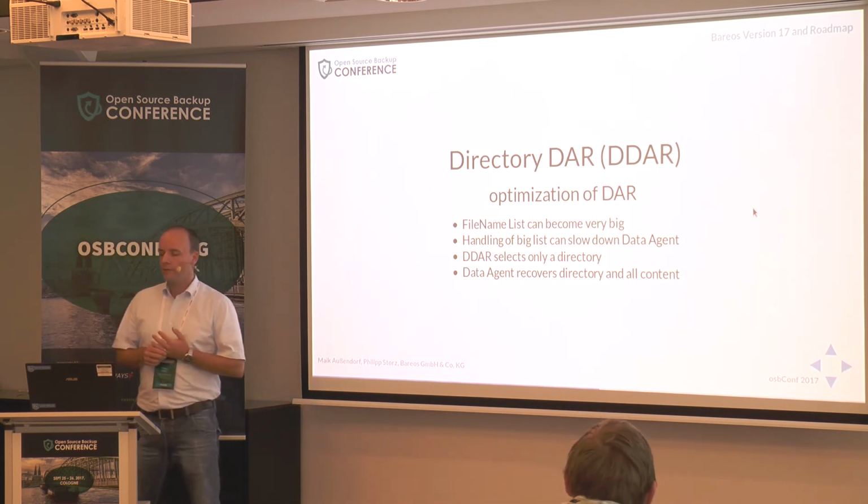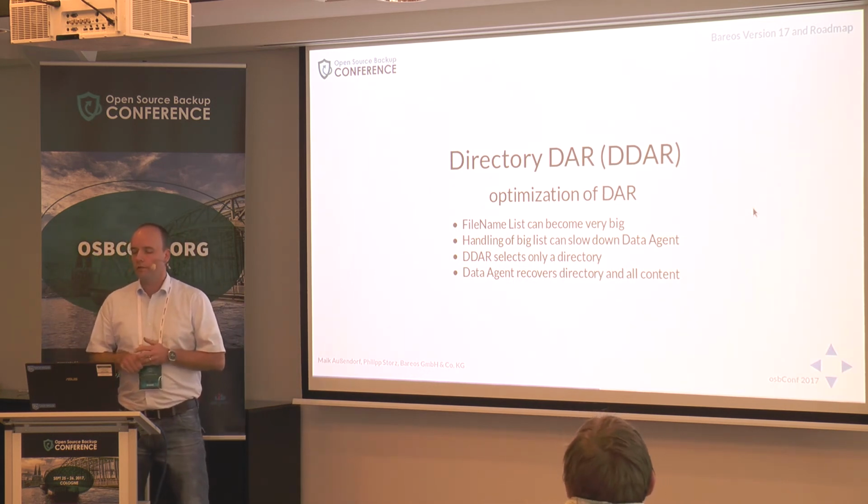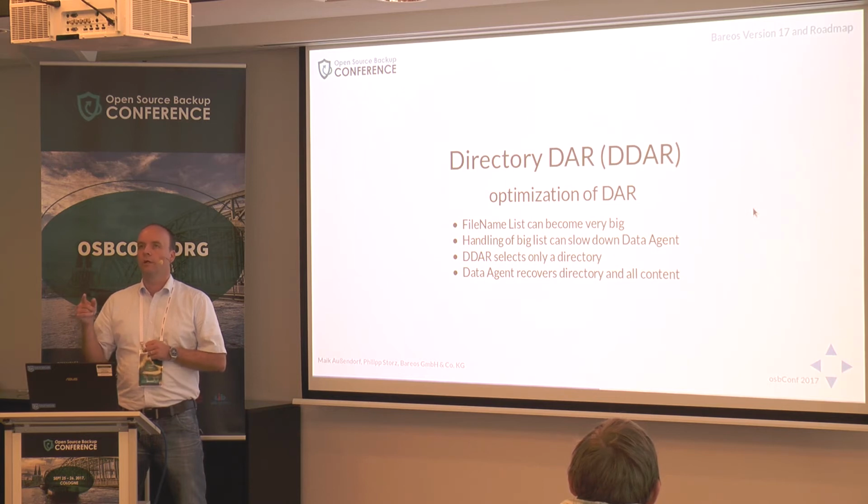Another optimization is a directory DAR that's available. If you have a lot of files that you want to recover, then your recovery list can become very big. And if it gets very big, then the data agent needs to compare every file that's found during recovery to this list. This can also slow down the recovery speed.